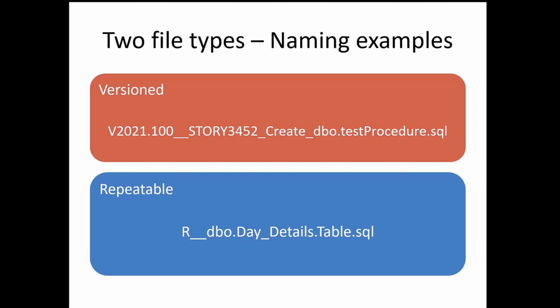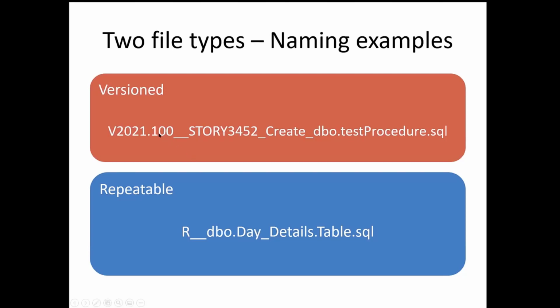The repeatable ones are a bit easier to do. You've got to have your R underscore underscore at the beginning, but I also like to put in the schema name, the object name, and then the type of object it is, like table, stored procedure, function, that sort of thing.